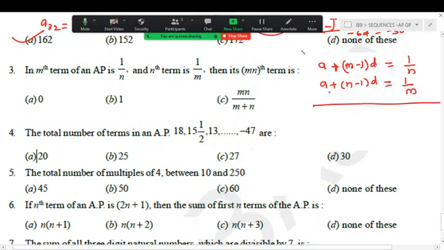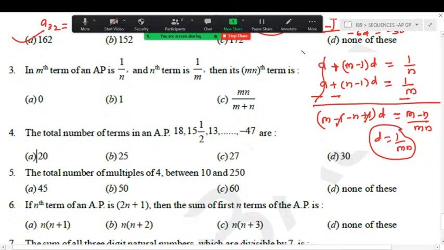What we can do is subtract, as I have done earlier in the previous question. By doing so, we will be able to find m minus 1 minus n plus 1. I have considered d to be common, and if I subtract 1 over n minus 1 over m, I will get m minus n over mn. Since m minus n is common, d is 1 over mn.